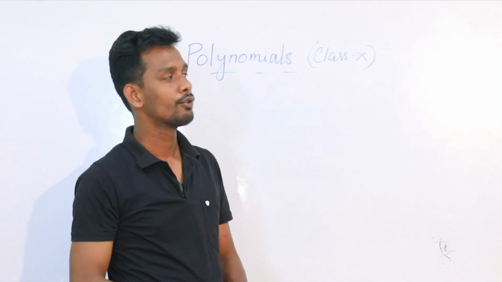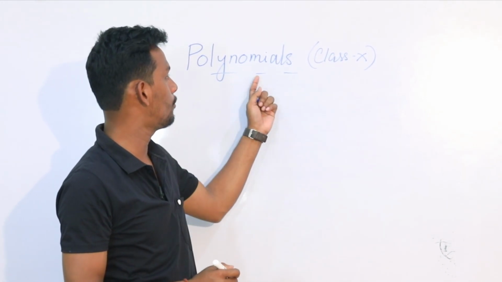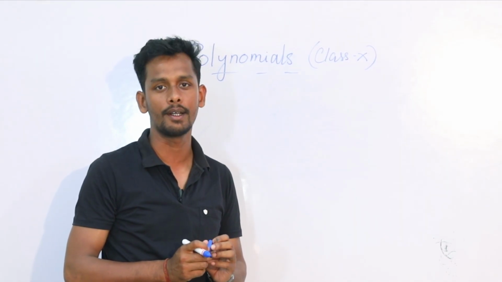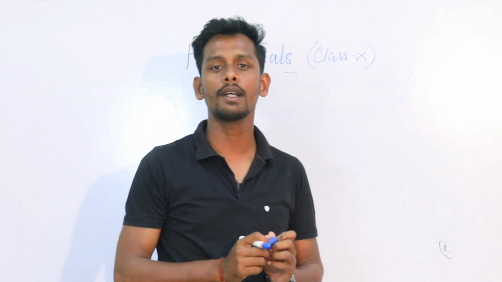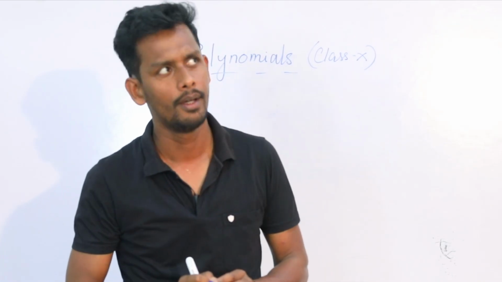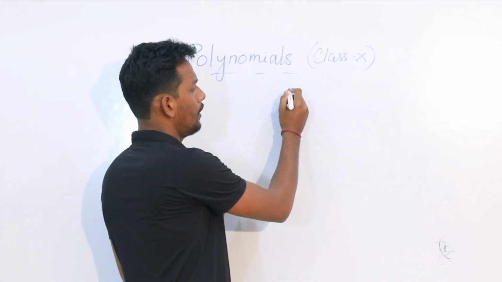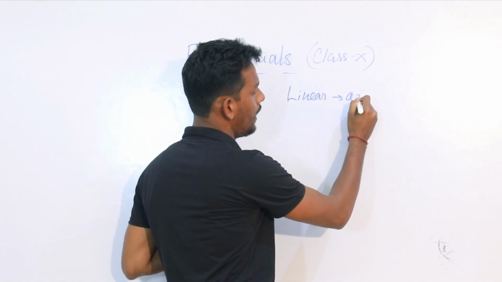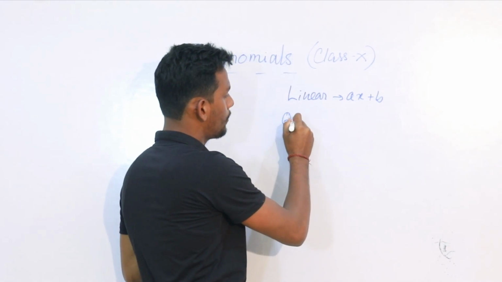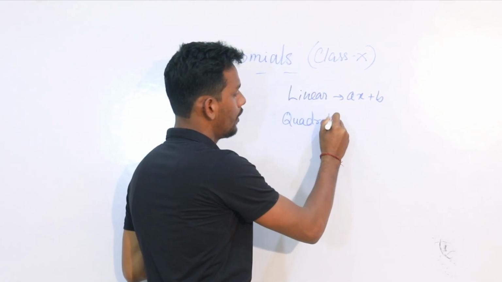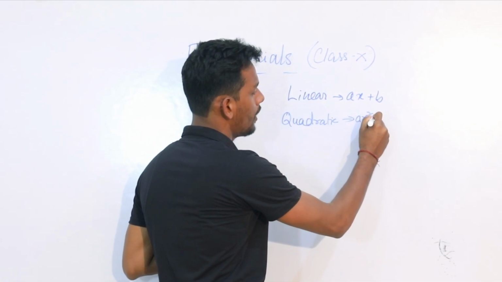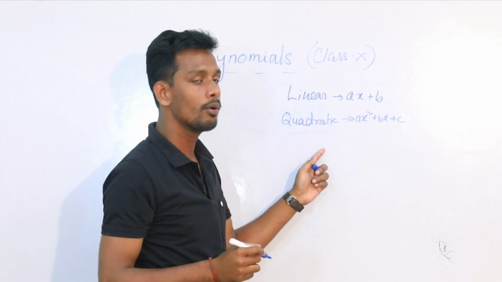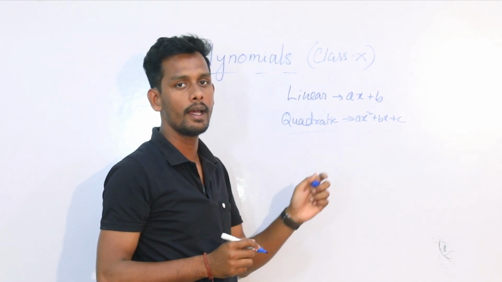Hello students. In the last class we discussed the initial topics of polynomials, chapter 2 of class 10. In this class we are going to discuss the graphical representation. You know the polynomials: the linear polynomial, whose standard form was ax plus b; the quadratic polynomial, ax square plus bx plus c; then the cubic polynomial, ax cube plus bx square, like this.